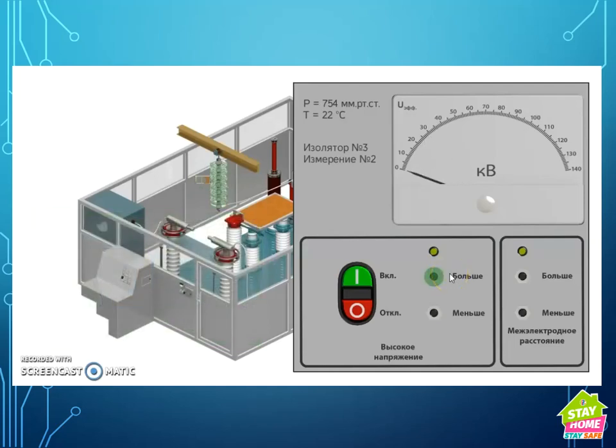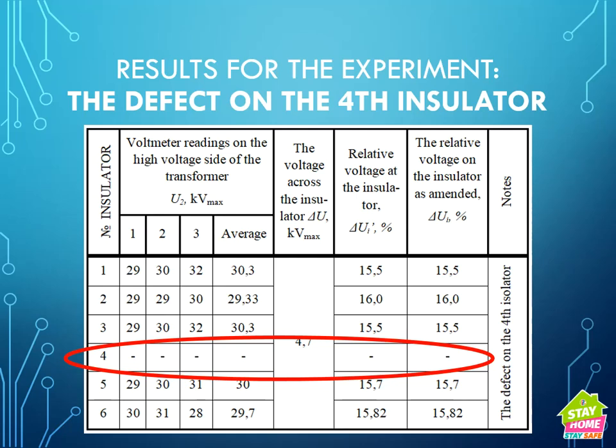We perform these actions for each insulator in the garland and calculate according to the formula the voltage drop across each insulator. This experiment needs to be done for all 3 stages. Here are the results for all experiments. In the first stage we can notice that the data for the 4th insulator are missing, since the data couldn't be taken because of the defect of this insulator due to the shorting wire.